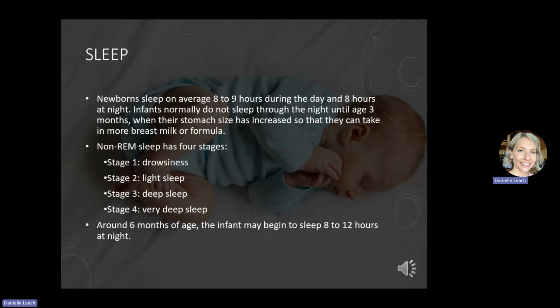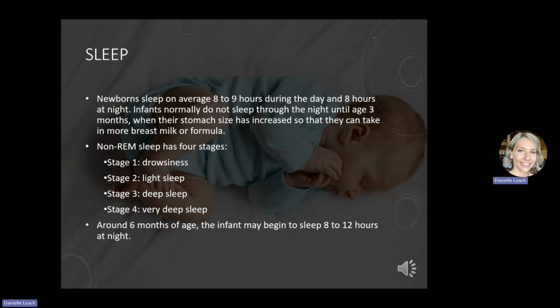Newborns sleep on average about 8 to 9 hours during the day and about 8 hours at night. So if you add that together, about 17-ish hours a day. They don't normally sleep through the night until they're around 3 months old. Their stomach basically has to be big enough to hold enough milk that they don't wake up hungry.